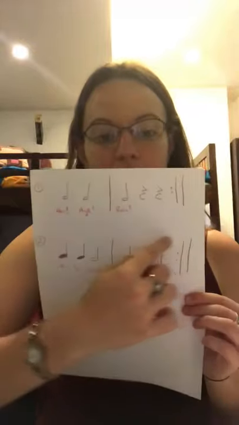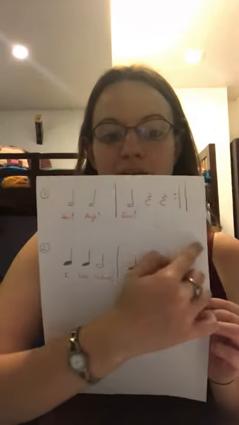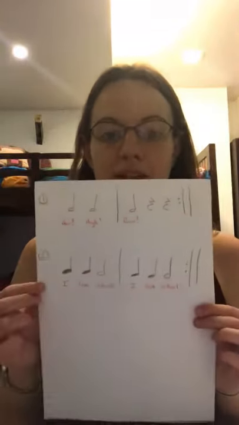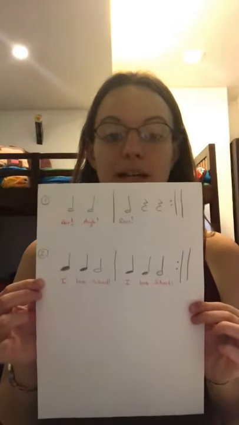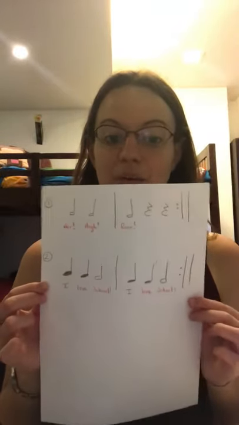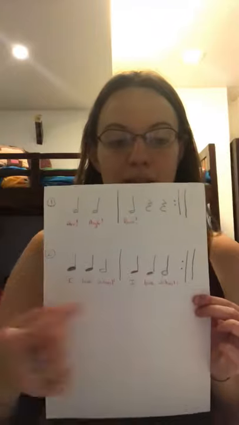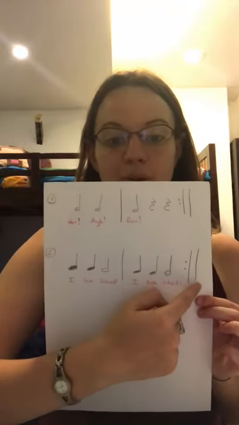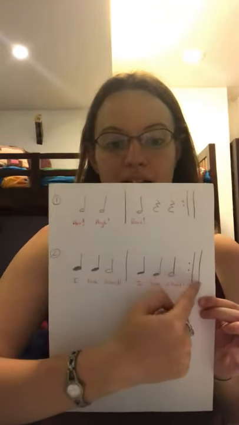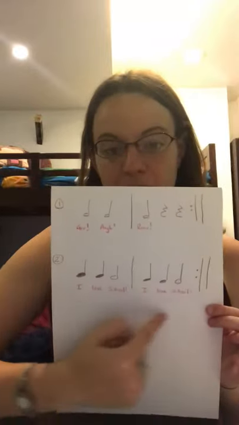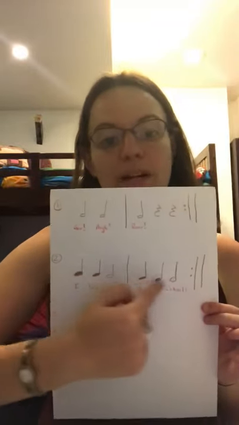Excellent. Now this right over here, I had you write two lines and two dots. This over here is something in music that we like to call a repeat sign. Again, it's a repeat sign. What that means is when you see this sign, you go all the way to the sign, and then you repeat all the way back to the beginning, and you repeat it all over again.